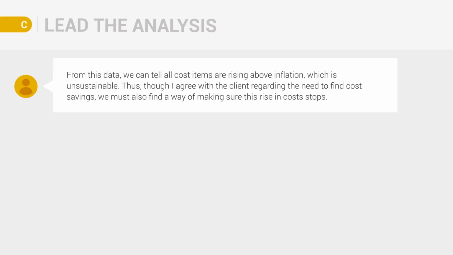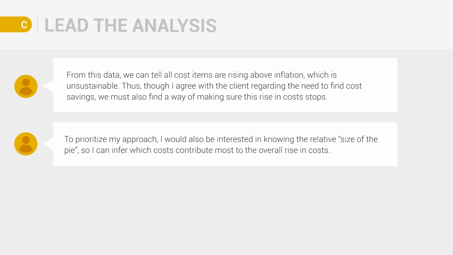The candidate begins their analysis. From this data, we can tell all cost items are rising above inflation, which is unsustainable. Thus, though I agree with the client regarding the need to find cost savings, we must also find a way of making sure this rise in cost stops. To prioritize my approach, I would also be interested in knowing the relative size of the pie, so I can infer which costs contribute most to the overall rise in costs.